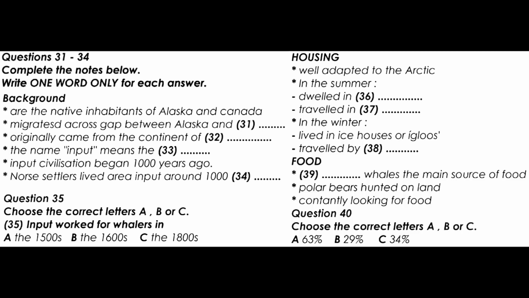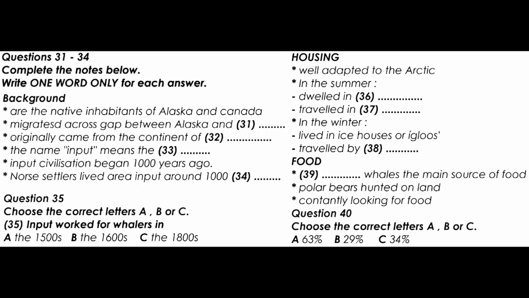Good afternoon. In our lecture today, we will continue our study of people who inhabit the northernmost regions of the world. Our focus will be on the native inhabitants of Alaska and Canada, the Inuit Eskimos. They have been called the native inhabitants, as the Inuit were the people who had most recently migrated across the gap between Alaska and Siberia.